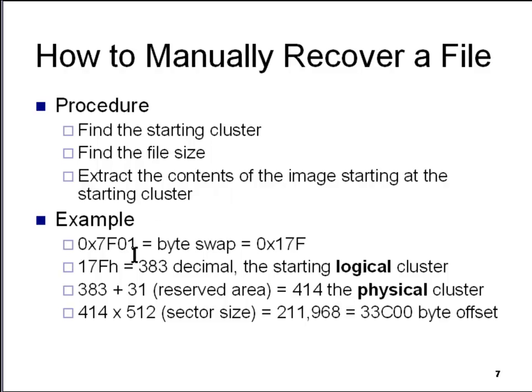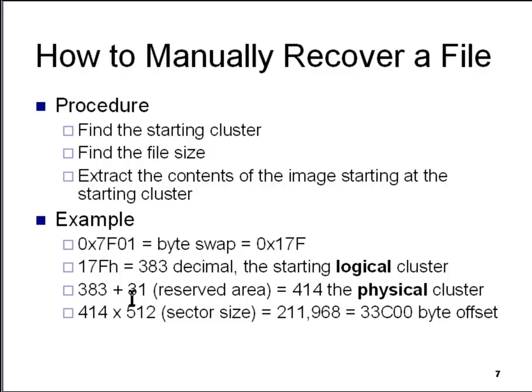So for this example, we're going to do a byte swap. Byte swapping this, we're going to move this here, right here, and essentially what that ends up doing is that this translates to 17F. If we put this in a decimal and hex calculator, you're going to type in 17F, make sure that the calculator is on hex, and then hit decimal, and it will change this to 383. This will be the starting logical cluster.